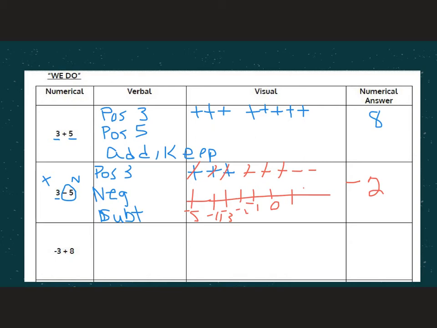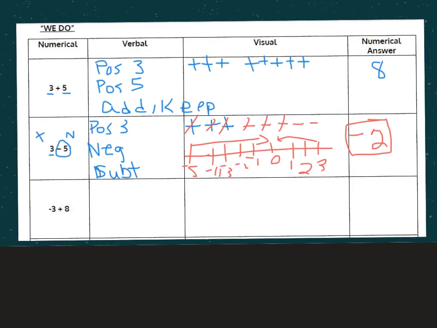Negative 1, negative 2, negative 3, negative 4, and negative 5. And here I have a positive 3. So 3 is 3 spaces from 0. Negative 5 is 5 spaces from 0. This is why we say subtract and keep the sign of the number that's farthest from 0. Okay? All right, let's go ahead and try one more together.